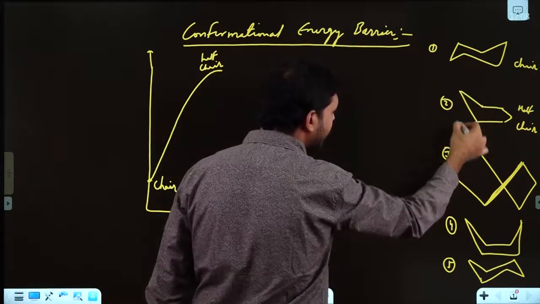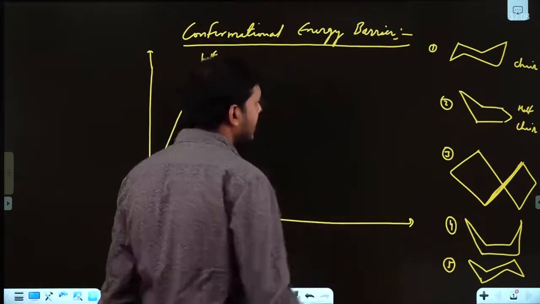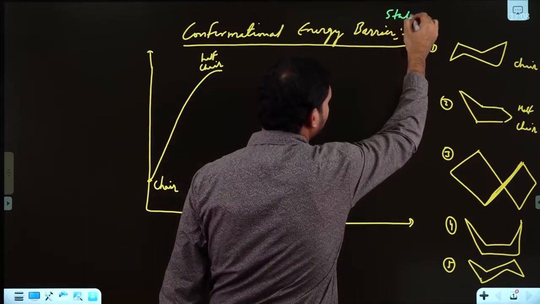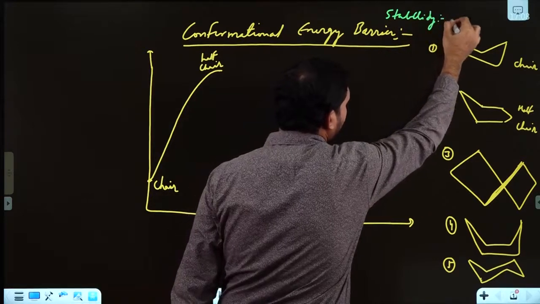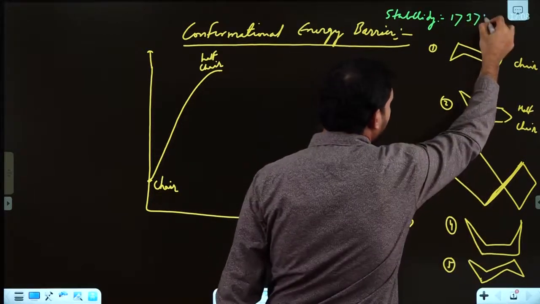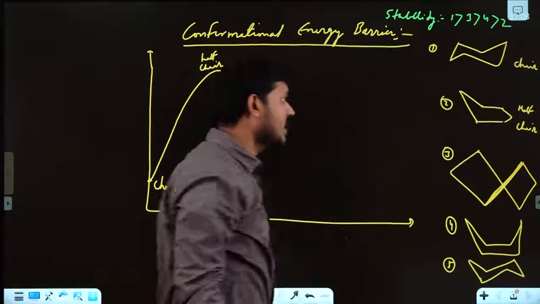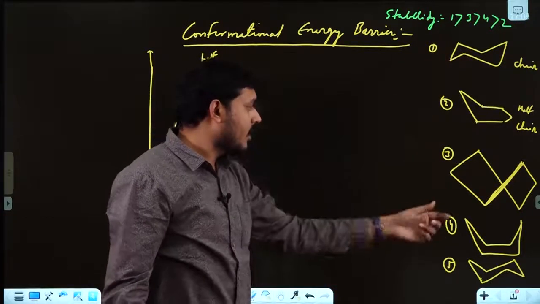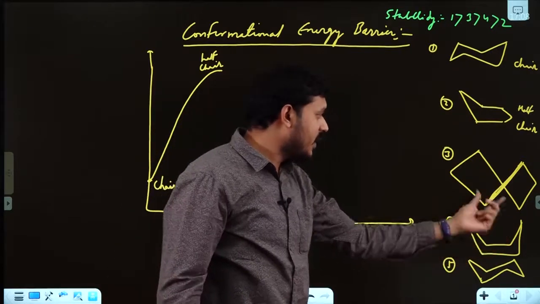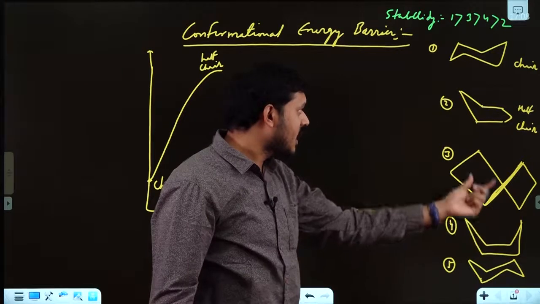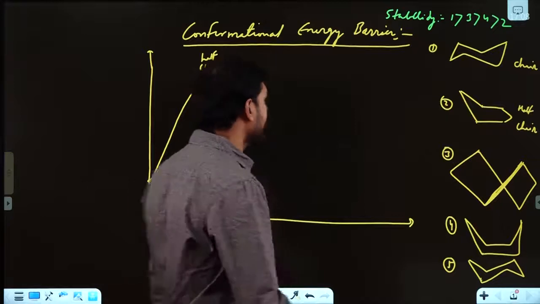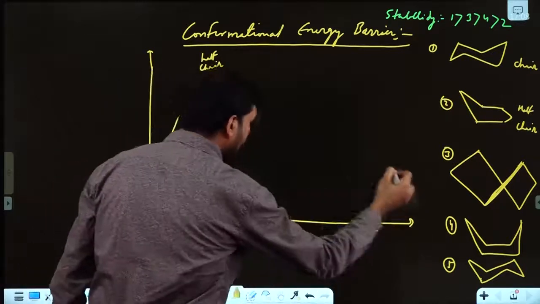Comparing the stability among 1, 2, 3, 4, we can say the most stable will be 1. Then here comes 3, twist boat. Then here comes 4. Then here comes 2. Why does this happen? This is the most stable. This boat was having flagpole repulsion. To minimize the repulsion, we made the twist boat. So this will be more stable than this, and finally this, because it has maximum strain in this ring, in this conformer. Okay, so now let's complete.